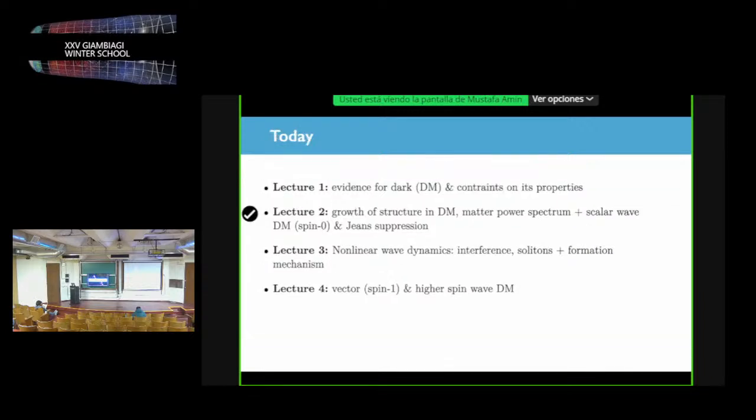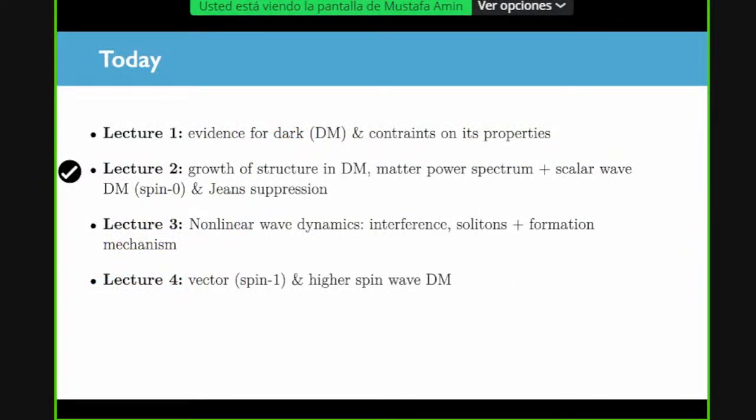So today's plan is that I'm going to tell you about growth of structure in dark matter. It will include a review of the matter power spectrum that has already been discussed. And depending on how much time we have, I will talk about how that matter power spectrum is different in different models of dark matter.